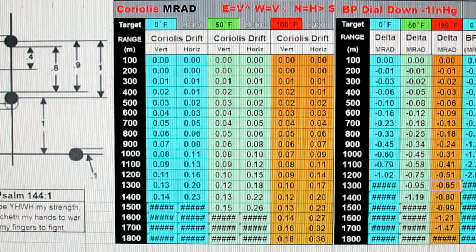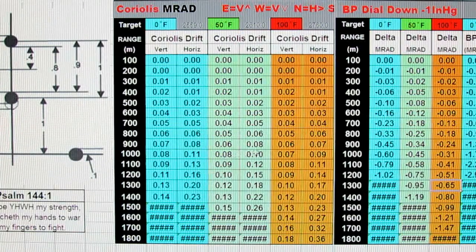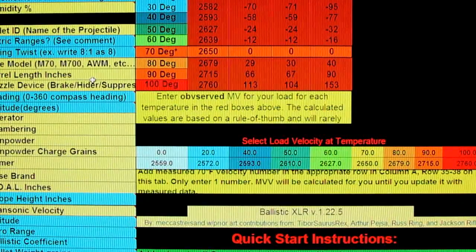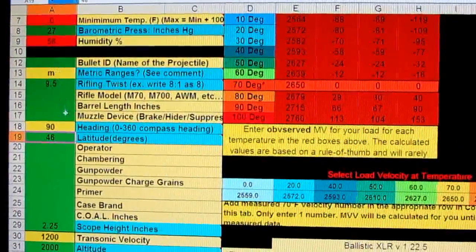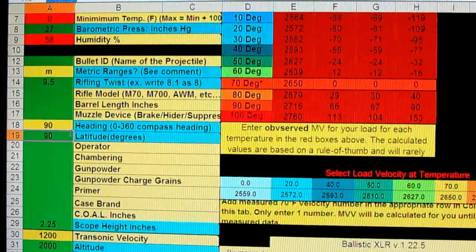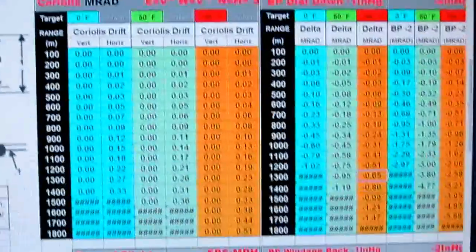But let's tweak some of the things here. Let's take note: we got almost a click at 1,000 meters for both your vertical and horizontal Coriolis hold-off at 46 degrees latitude on the Earth. Let's say we're at the North Pole. Let's go up into the table here, and go to our latitude, and the North Pole is going to be 90 degrees latitude, right? If you remember your little geography class.